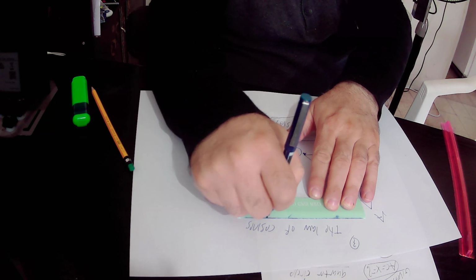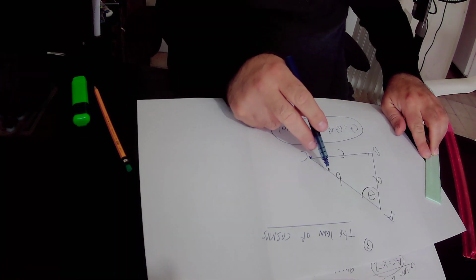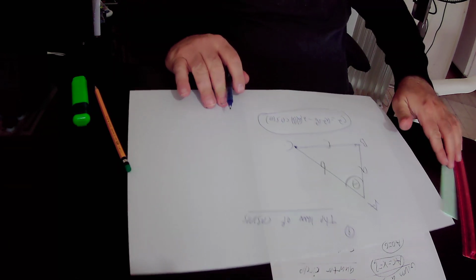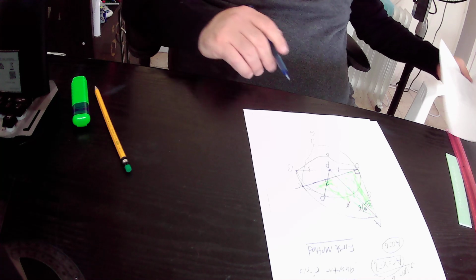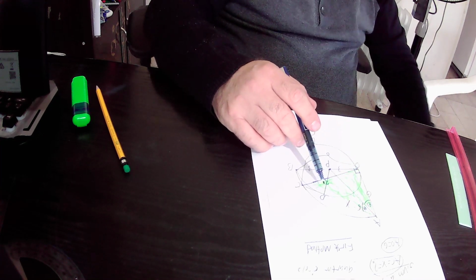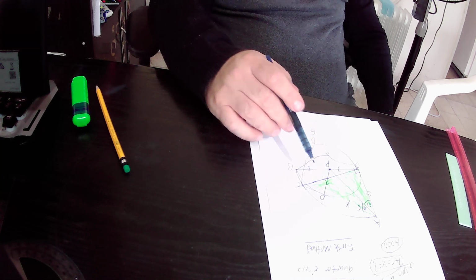I repeat again, in any triangle, C squared equals A squared plus B squared minus 2 times AB times cosine theta. So I will copy the triangle AOC in a new page, and we will implement the law of cosines in this green triangle, triangle AOC.